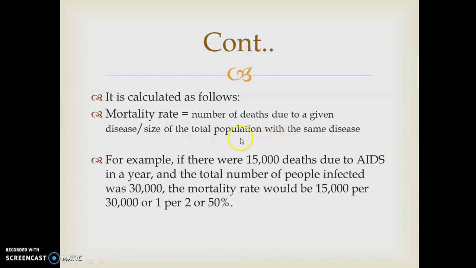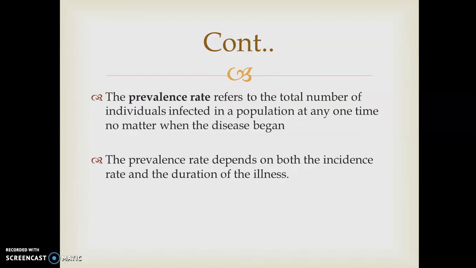For example, if there were 15,000 deaths due to AIDS in a year and the total number of people infected was 30,000, then the total population with the same disease is 30,000 and the number of deaths due to the disease is 15,000. So the mortality rate would be 15,000 per 30,000, or 1 per 2, or 50%. So the mortality rate is 50%. This is the mortality rate, in which we find out the death rate.